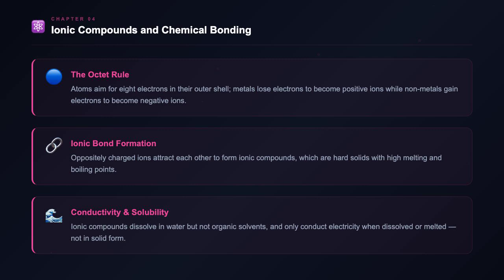Ionic compounds are solid and hard due to strong attraction between ions. They have high melting and boiling points. Examples include sodium chloride, lithium chloride, and calcium chloride. These compounds dissolve in water, but not in organic solvents. They only conduct electricity when dissolved in water or melted, not in solid form.